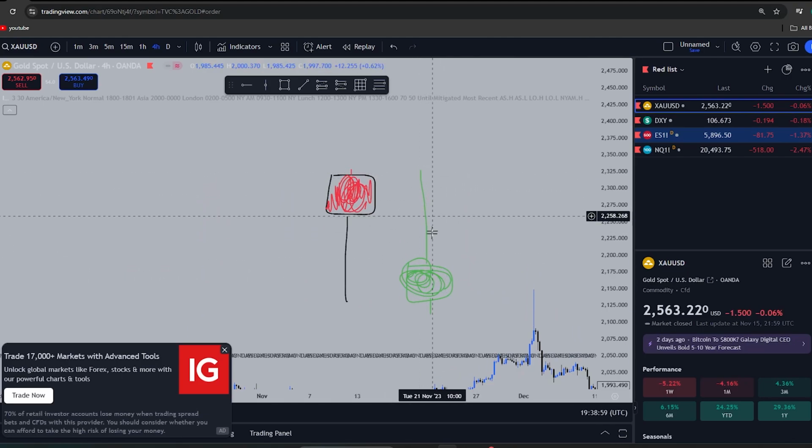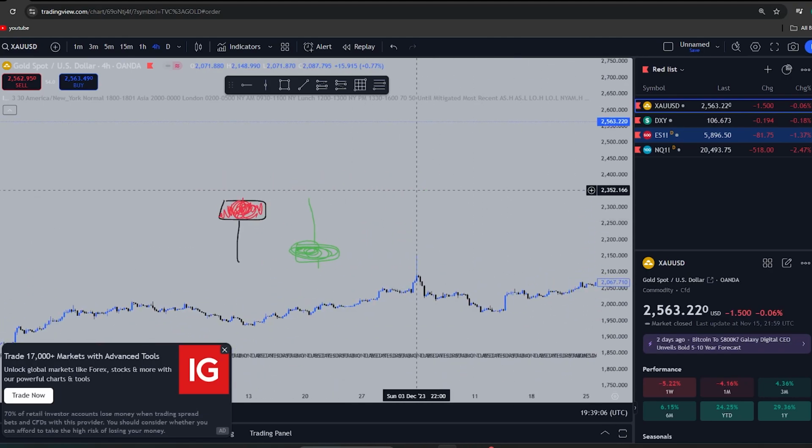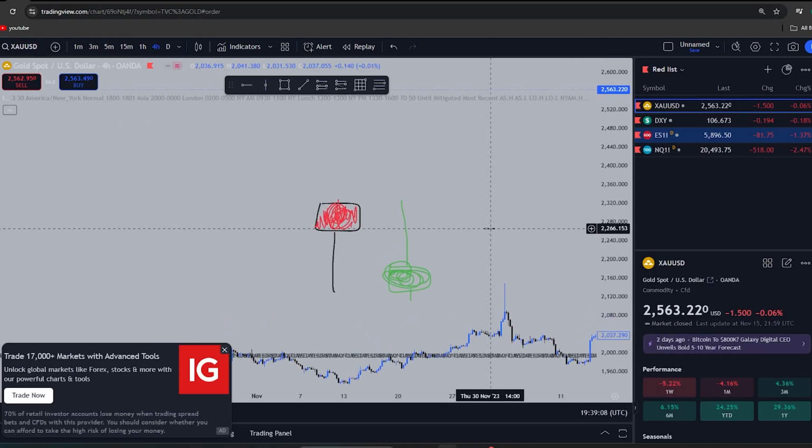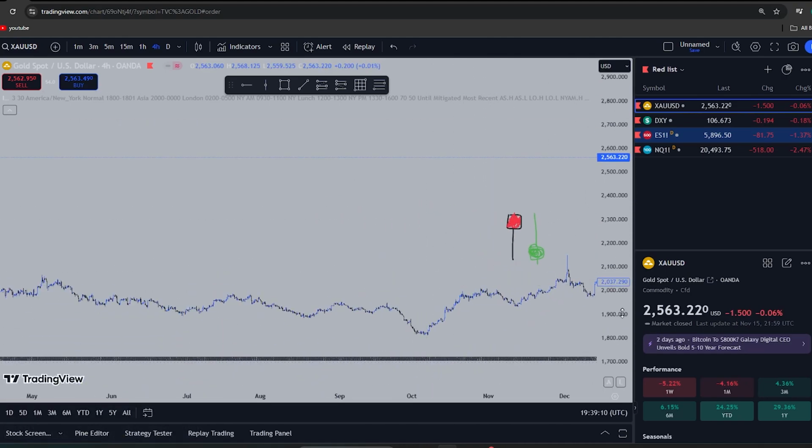Price came all the way up here. It still closed bullish, came all the way down here, but sellers pushed it all the way back over here. Kind of tells us that sellers are starting to take over the market.